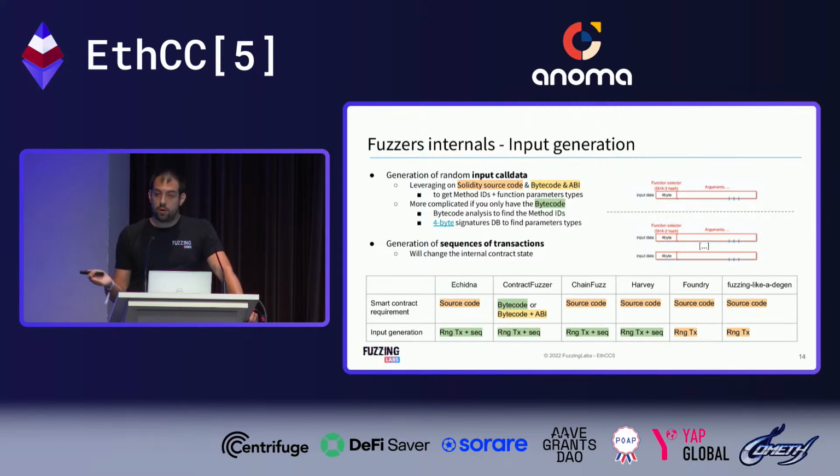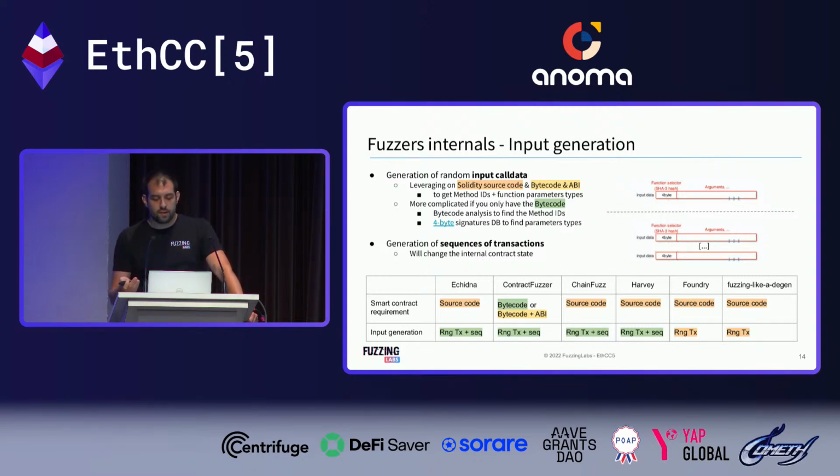Regarding our competitors right there, we can see that for most of them, the requirement is actually to have the source code in order to determine the method ID and so on. That's the simplest way. Only one of them was using only the bytecode. It was Contract Fuzzer.